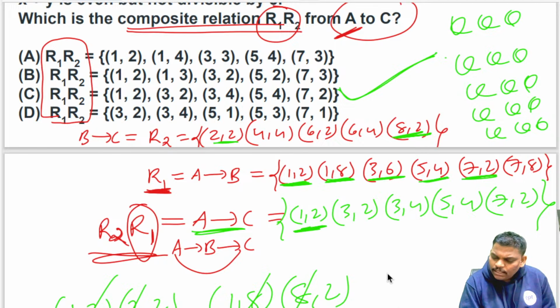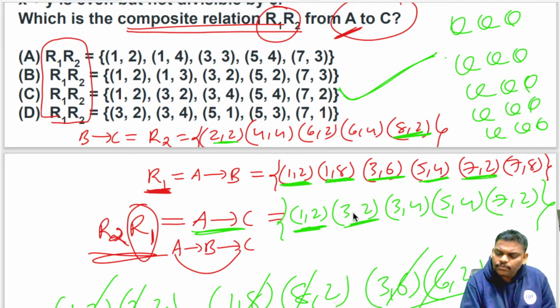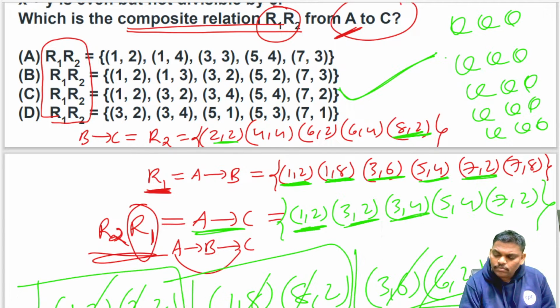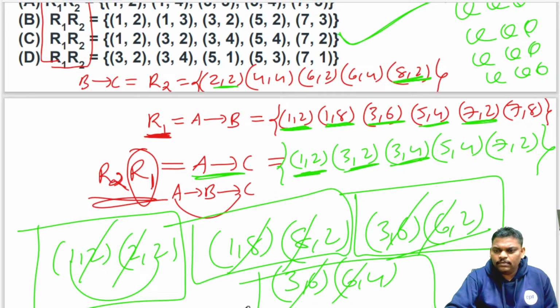Next one, in R1, 3, 6. In R2, starting with 6, 6, 2. The 6, 6 cancel. So 3, 2. 3, 6, in R2, starting with 6, 6, 4 also. The 6, 6 cancel. So 3, 4. Like that we are done. Nothing there. Like this we are done.